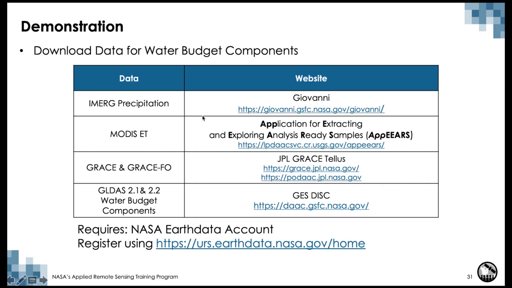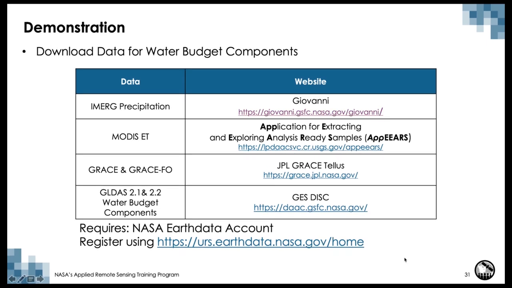We'll start with IMERG precipitation and MODIS ET first, and then we will look at GRACE and GLDAS data and see how to download these data. So I'm going to hand over this demonstration part to Sean McCartney. He is going to show how to download IMERG precipitation and MODIS ET data. So again, you will need to register on NASA Earth Data to be able to download all these data sets. So with that, I'm going to share my screen with you, stop this presentation, and Sean McCartney will start with the demonstration. Sean?